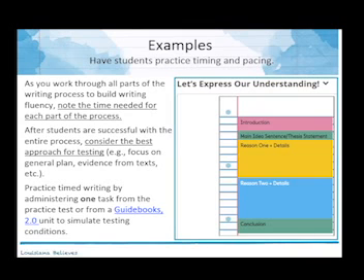So not starting out by giving time limits, but actually starting out by seeing how long it's taking without any sort of time pressure. After students are successful with the entire process of writing, then consider the best approach for testing, if they're going to focus on a general plan or evidence from texts. And then practice timed writing by administering one task from the practice test or from the guidebook to simulate testing conditions.